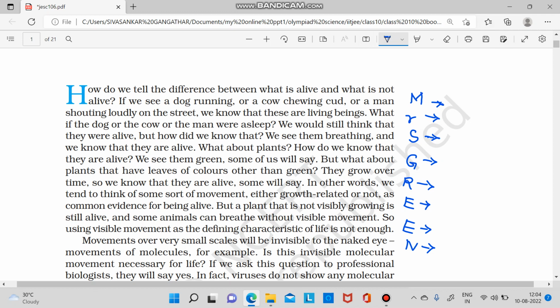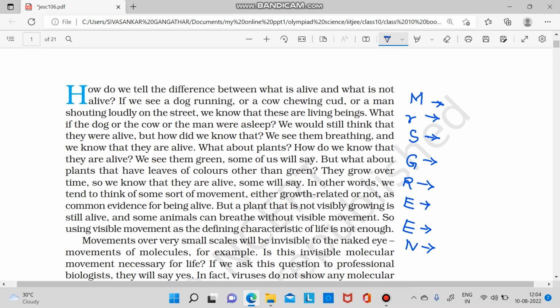Okay, so if we see a dog running or a cow chewing cud or a man shouting loudly on the street, we know that these are living beings. What if the dog and the cow or the man are asleep? We should think that they are alive. They were alive, but how did we know that? Yes, they are breathing.